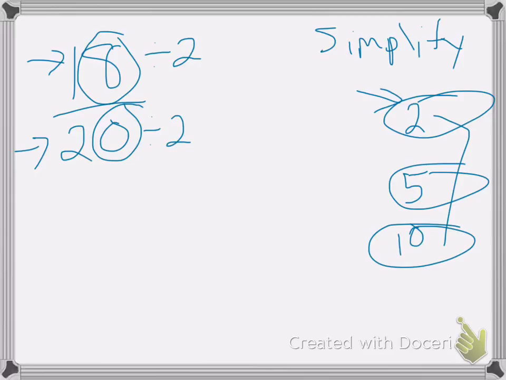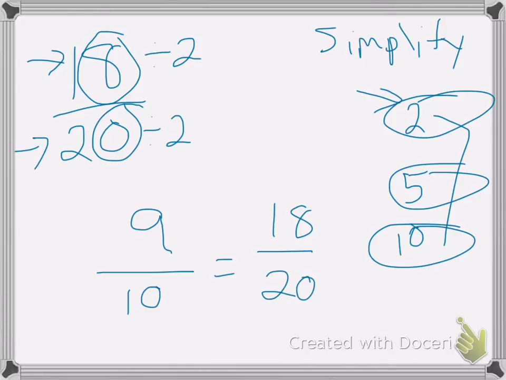When I divide 2 into 18, or half of 18, it is 9. When I divide 2 into 20, I get 10. So 9/10 is equal to 18/20. You can see that times 2 would get you there, times 2 would get you there.